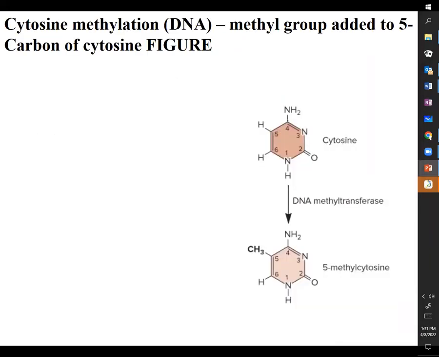Let's see. Here's cytosine. This is just the nitrogenous base component of cytosine. It's a single ring structure. It's a pyrimidine. This is the normal structure. An enzyme called DNA methyltransferase comes in and adds a methyl group to carbon 5. This is a methylated cytosine. So the process of this is that a DNA methylase, alternatively called a DNA methyltransferase, is an enzyme that adds the methyl group to carbon 5.